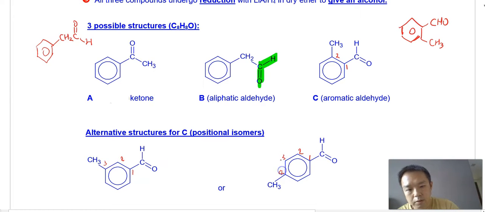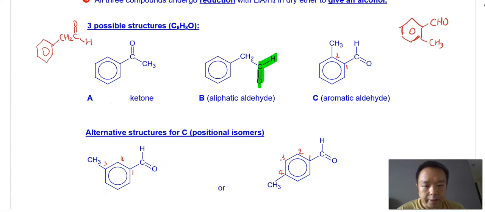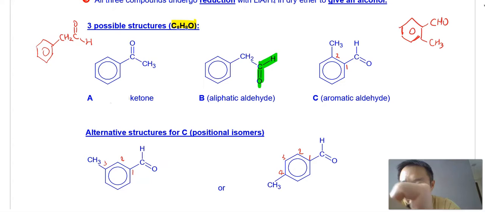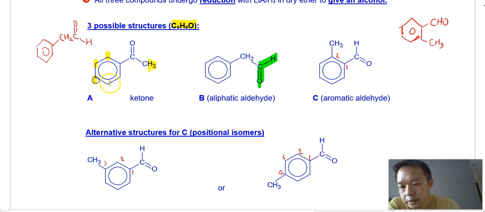Okay, so in this case there are 3 possible structures: ketones, aliphatic aldehyde, and aromatic aldehyde. Now, of course, when you propose a structure, it's important that you check what you propose against the molecular formula. So importantly, let's count the number of carbons. There's 8 carbons, that's for sure, 1 oxygen. Alright, now the hydrogens. So we have 3 here, 4, 5, 6, 7, 8.